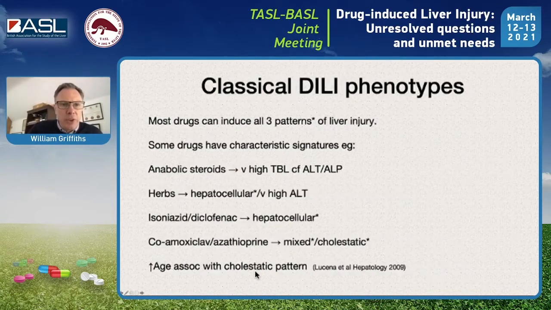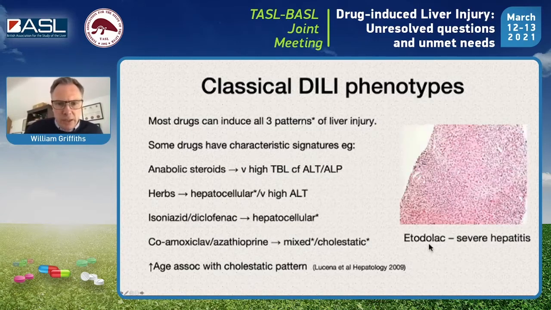So moving on to DILI phenotypes, we've talked about these classical phenotypes, and we know that most drugs can in fact induce any manner of these patterns, but there are some more characteristic signatures. For example, anabolic steroids tend to cause jaundice with relatively preserved ALT and ALT-FOS. Herbs, which we'll hear about later, can cause very high levels of transaminase and hepatocellular injury. Non-steroidals tend to cause hepatocellular injury.